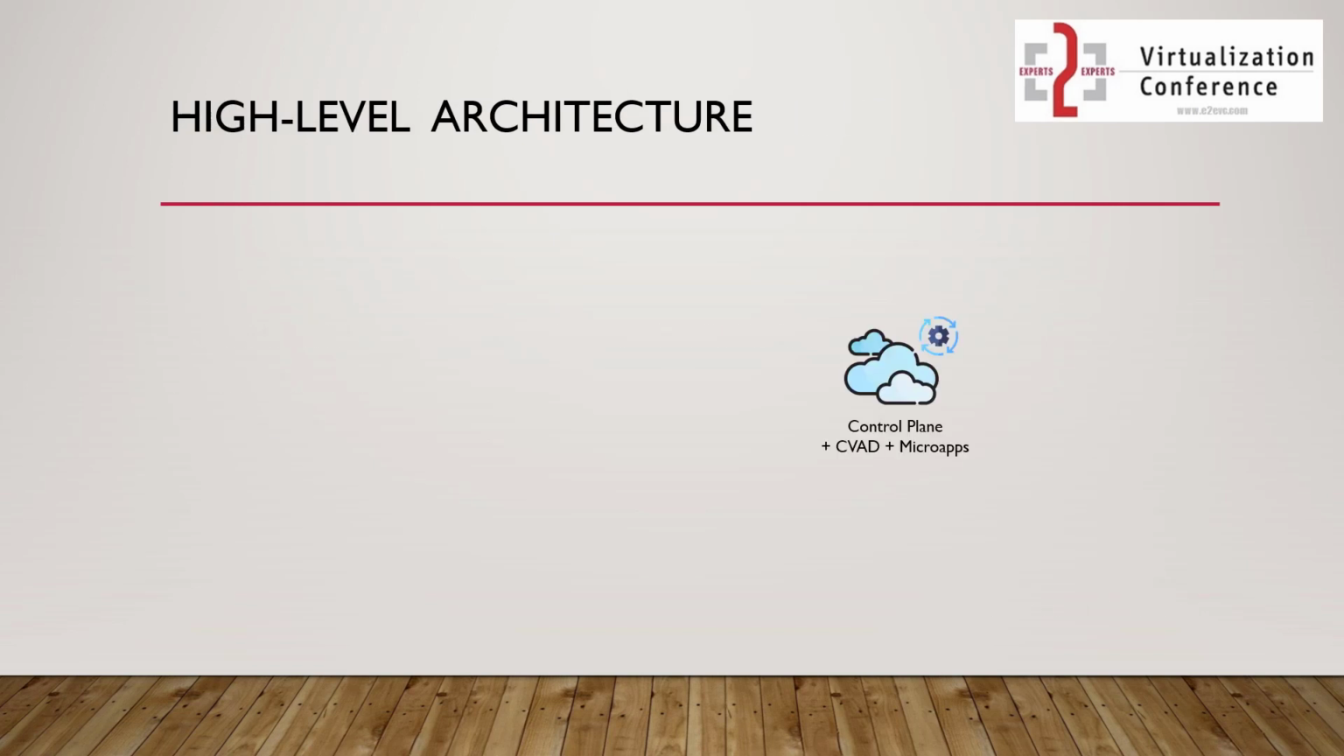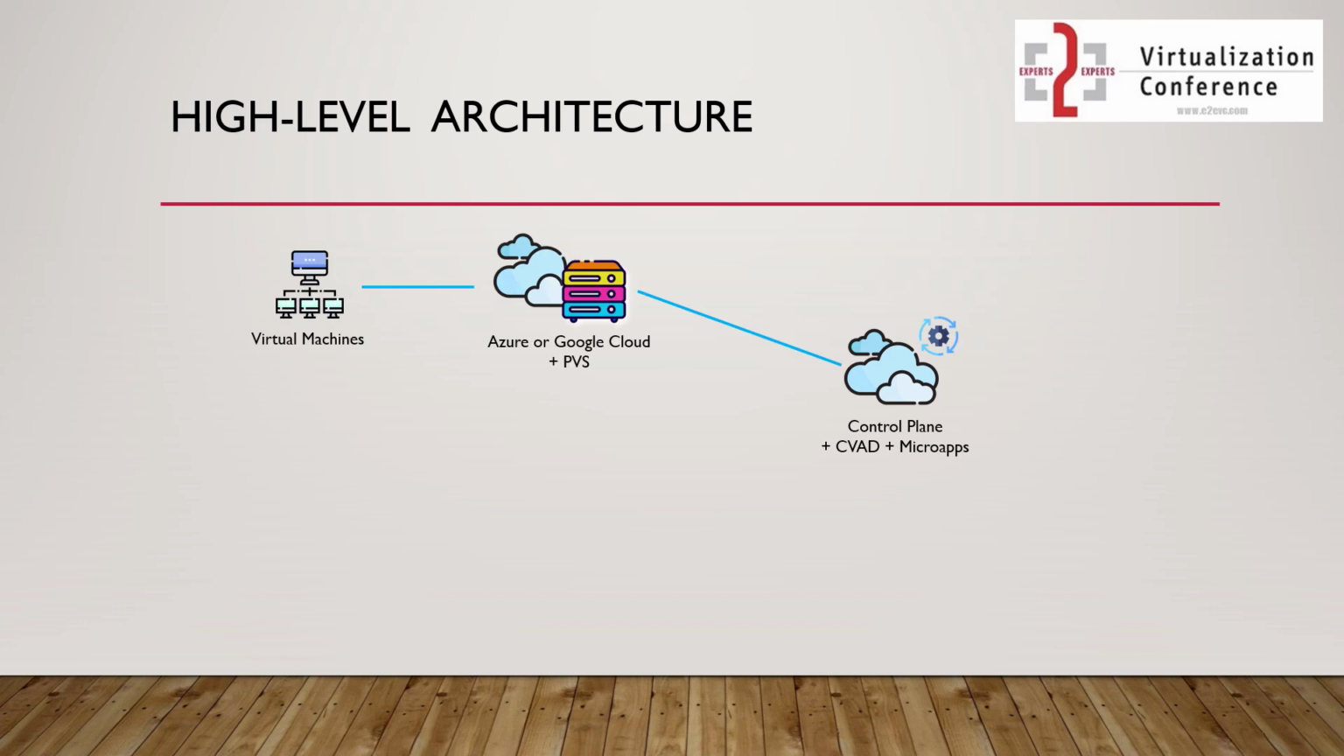Let's look into the high-level architecture. Since we're using the Citrix control plane, that's going to be a focal point here with the addition of Micro Apps and the virtual desktop entitlement at the minimum, ideally Citrix Virtual Apps and Desktops. We can definitely service virtual machines in multiple clouds. Here we're going to focus on Azure and potentially Google, because Citrix is rolling out PVS support to those areas, and PVS, Citrix Provisioning Services, is essential for the techniques used here.